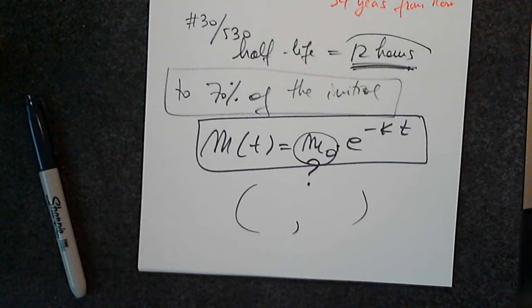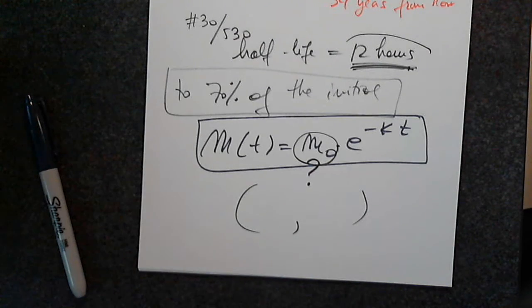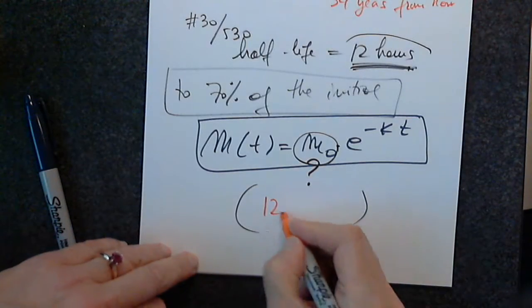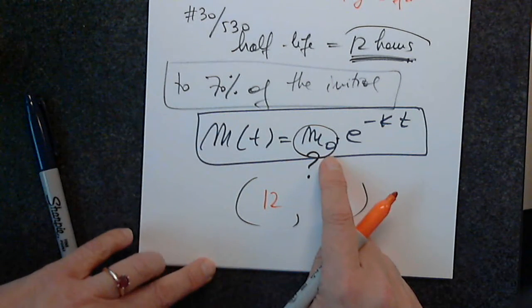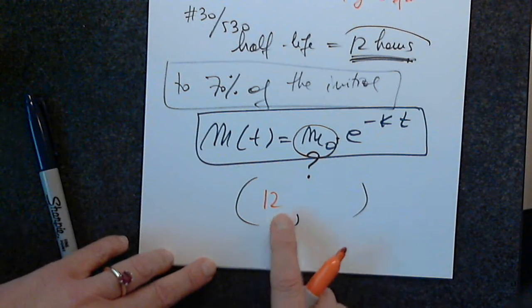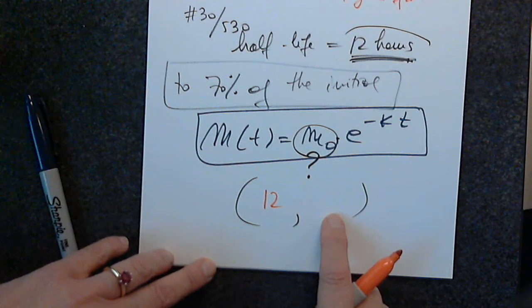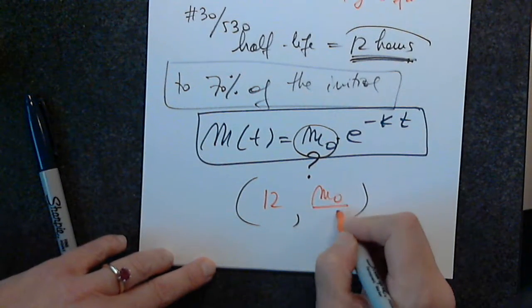So I'm telling you I took aspirin right now. I'm not telling you how much. But we know for sure that in 12 hours, the amount that I took will become half. Give me that point. 12, comma, excellent, comma what? I took M0. In 12 hours, what will happen to M0? Exactly. M0 divided by 2.